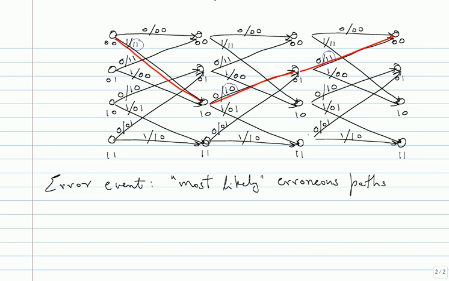So that lowest weight is also called free distance. The weight of the lowest weight, most likely error event is also called the free distance. So those are the two definitions which I want to write down.